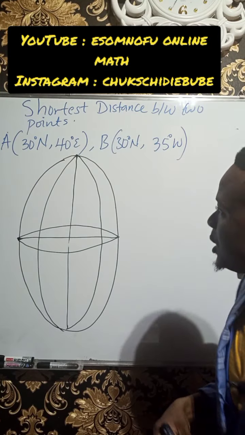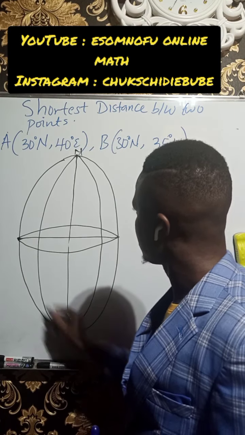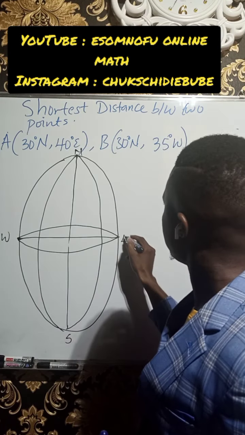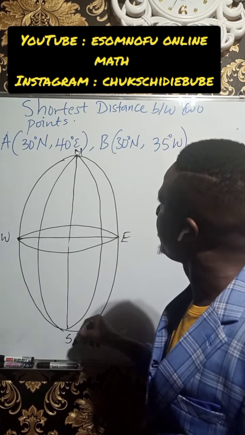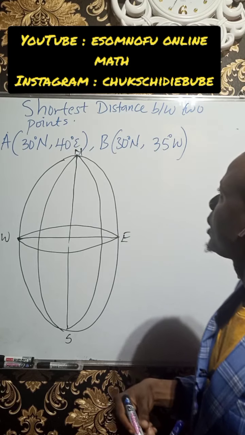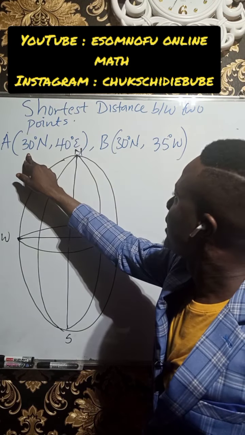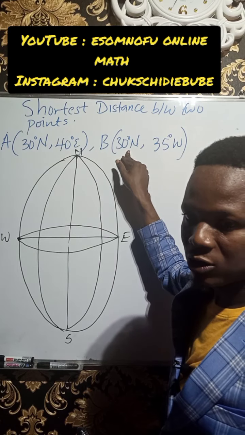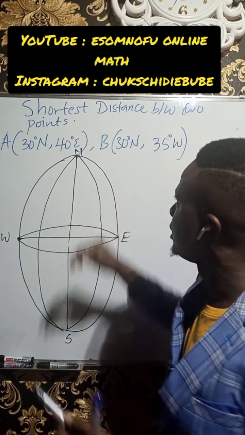So this is the Earth, where here is the North Pole, here is the South, here is West, and here is the East. This is the equator, which is a great circle. This is the meridian. Now, if I want to locate these 2 points, A and B, on the Earth's surface, it is on latitude 30 degrees north, and north is up here, so it's not going to come down, it's going to be at the top.